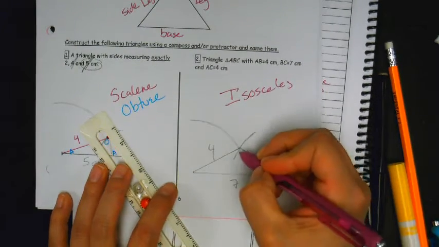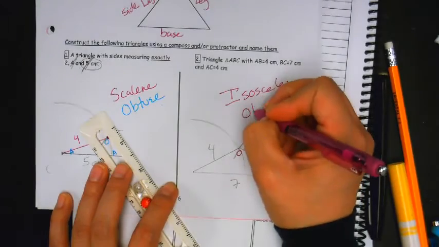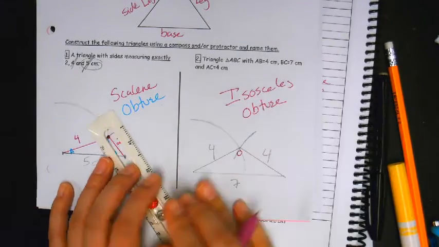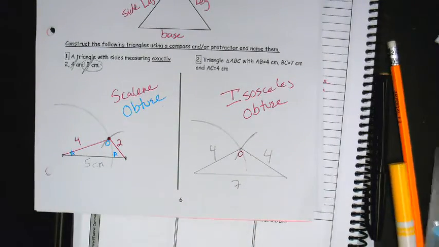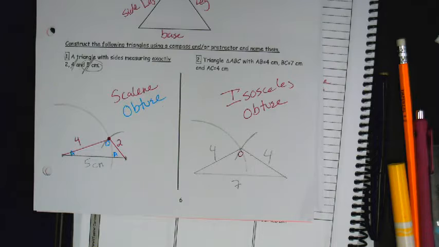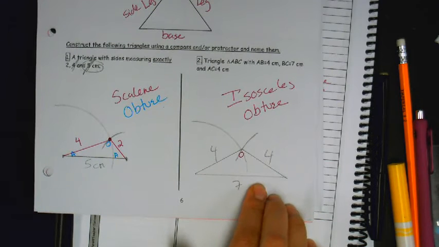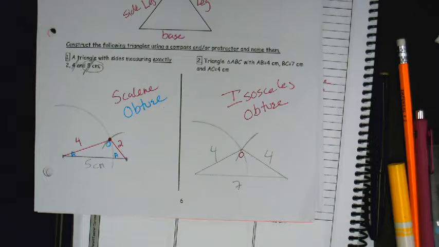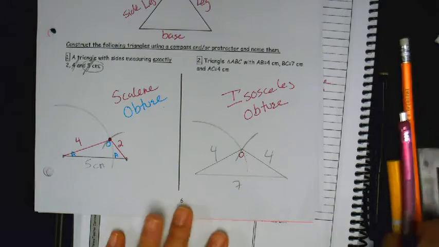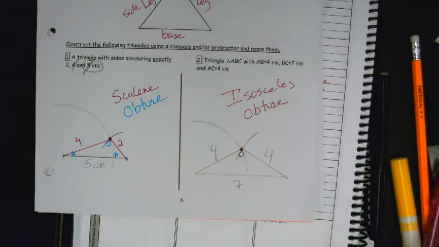This one looks obtuse to me. Okay, so number 2 is isosceles obtuse. So start with the 7-inch line. Then the triangle to 4, you draw 4, 4, where they cross. This is where they cross. You connect. Yay!